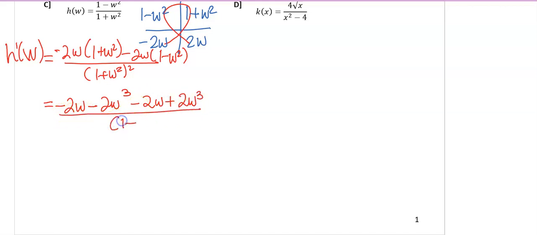Do not FOIL the denominator. All right, looks like negative 2wq plus 2wq is 0. And we have negative 4w over (1 plus w squared) squared. All right, part D.